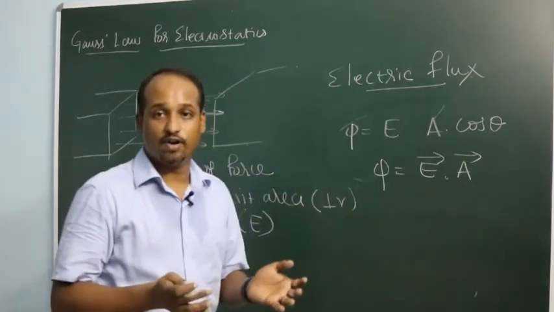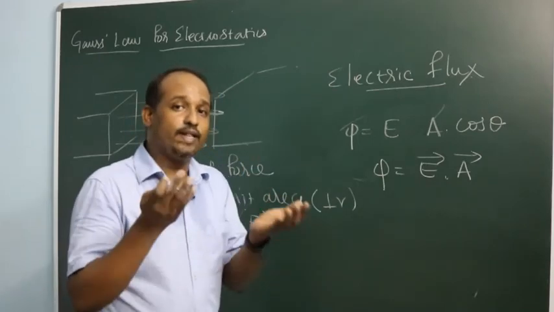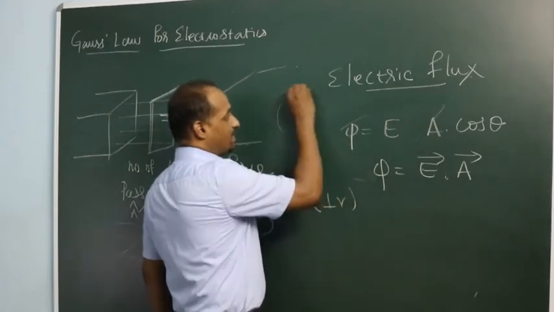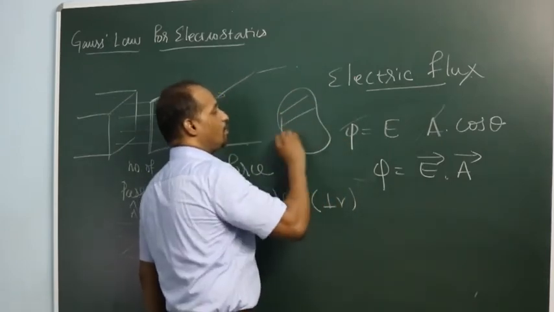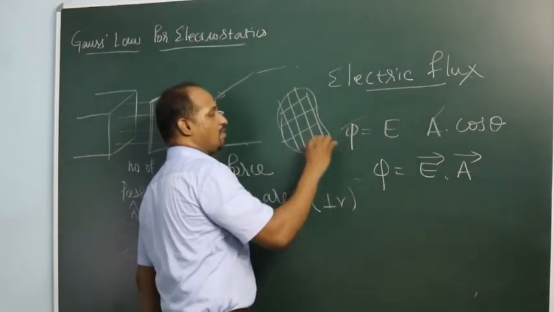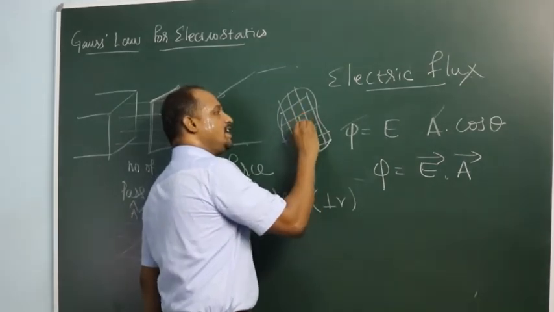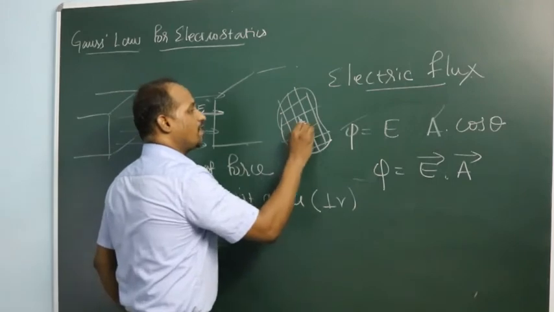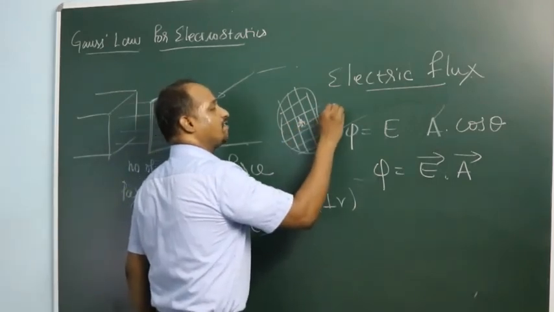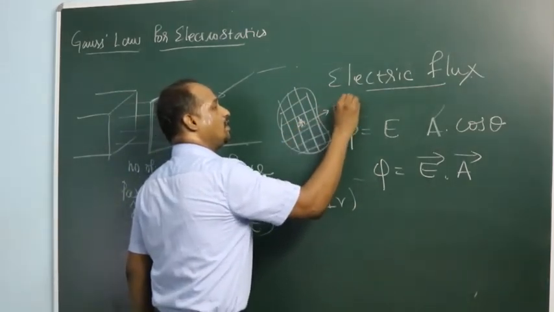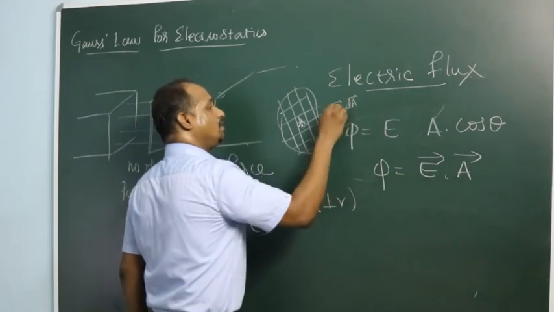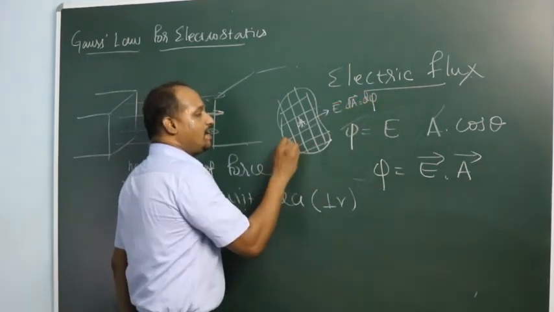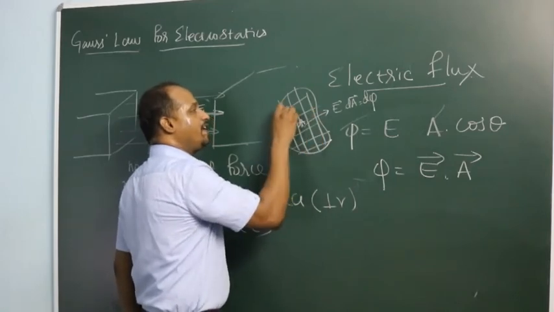If it is not uniform, you are going to employ the integration tool. How you are going to employ the integration tool? Just as I said, the total area will be broken into small areas. Each area dA is so small that within that region, electric field is constant. So for instance, at this point, electric flux is equal to E dot dA. This E dot dA is small electric flux d phi. Like that, through each area d phi, d phi, d phi will be there.